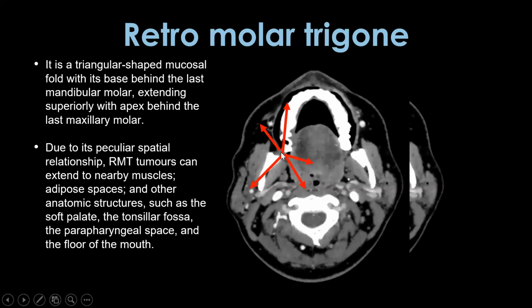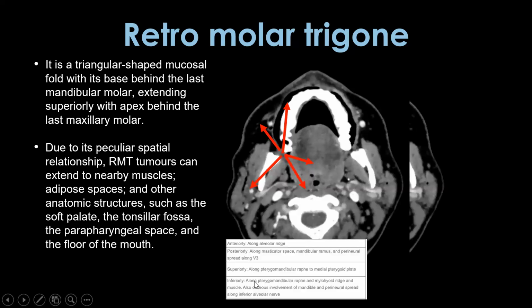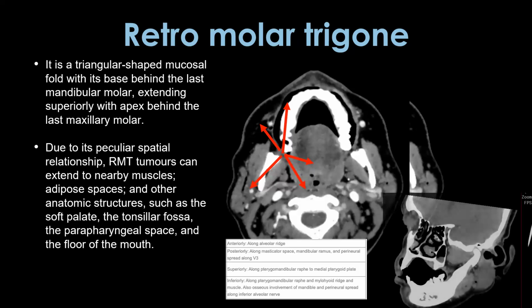Also, an important structure in the retromolar trigone region is the pterygomandibular raphe. It is not seen on any imaging modality, but we know that it lies between the superior constrictor, as we saw on MRI, and the buccinator muscle. If there is spread along the pterygomandibular raphe, the lesion can go superiorly into the medial pterygoid plates. Inferiorly, it can also involve the mylohyoid and the floor of the mouth.